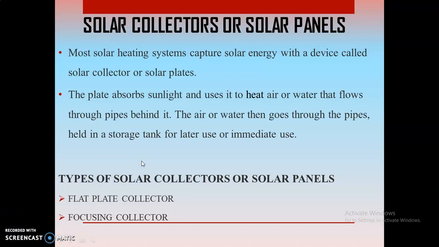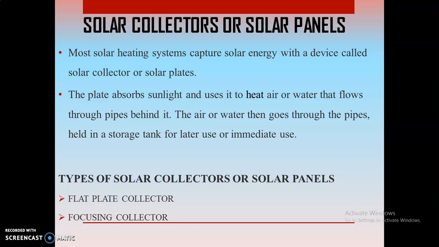Solar collectors or solar panels. These are the devices used to capture solar energy so that we can use them to improve our standard of living. Most solar heating systems capture solar energy with a device called solar collectors or solar panels. The plate absorbs sunlight and uses it to heat air or water that flows through pipes around our houses. So, if we collect energy from the sun, we can use this energy to heat the air or water which we use in our homes.